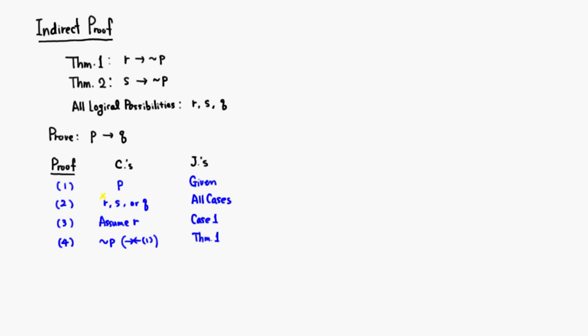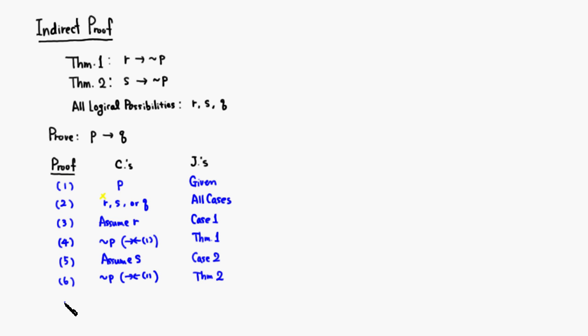And then we look at the second case. So you have line 5. Let's assume S. This is our second case, so I'm going to call it case 2. According to theorem 2, we know that S implies not P. Again, this contradicts line number 1.